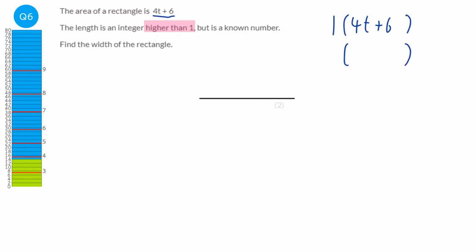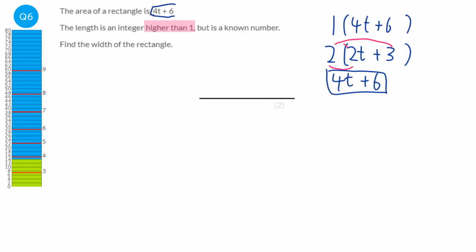So if we look at 4t and 6, well, they're both in the 2 times table. So I can put a 2 on the outside here. 2 times 2t is 4t, and 2 times 3 is 6. So what we can do is we can just check that out with smiles and rainbows. Put all my times down there to remind me to times it. So 2 times 2t is 4t, 2 times 3 is 6. So that works because that is the same as this in the question. So we know that 2 times 2t plus 3 works. In fact, it's the only one that works with it being an integer.